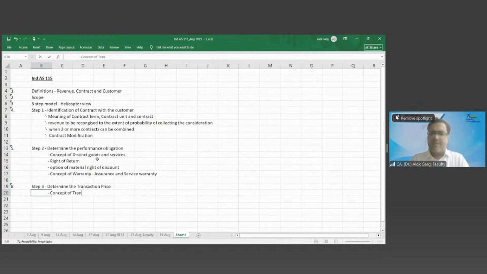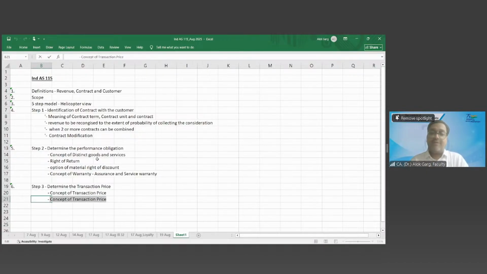I have given 3-4 examples. If an entity is collecting money on behalf of the other party, then it will not be considered as revenue. For example, the entity has sold goods for 1,000 rupees and collected 18% GST also. While the entity has collected 1,180 rupees, 1,000 is revenue, 180 has to be shown as a GST liability. Okay. So concept of transaction price.